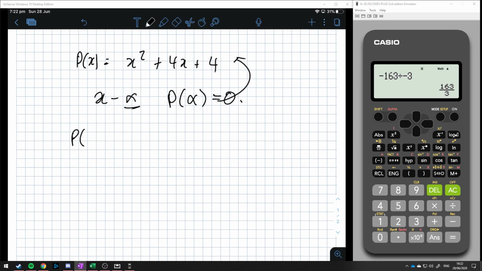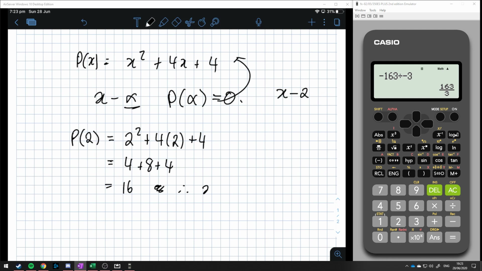So what I mean by that is, if we have a look at this one up here, I want to see if x minus 2 is a factor of this polynomial here. What I'm going to do is try putting 2 into this equation. So it's going to give me 2 squared plus 4 lots of 2 plus 4. And if this is equal to 0, then it's a factor. So this is 4 plus 8 plus 4, which is equal to 16. So that means that therefore x minus 2 is not a factor.